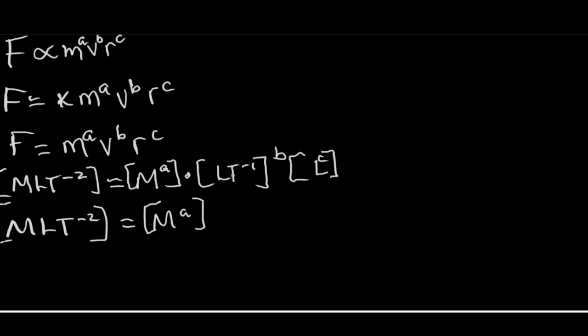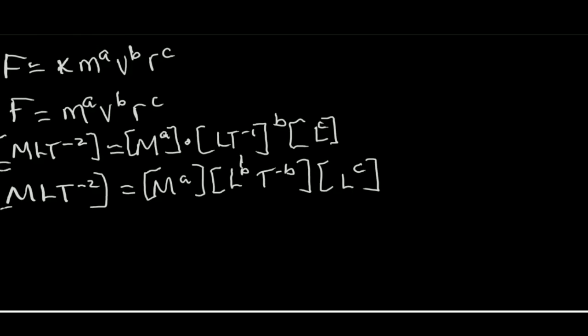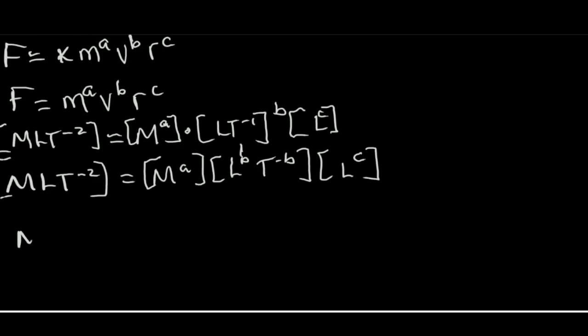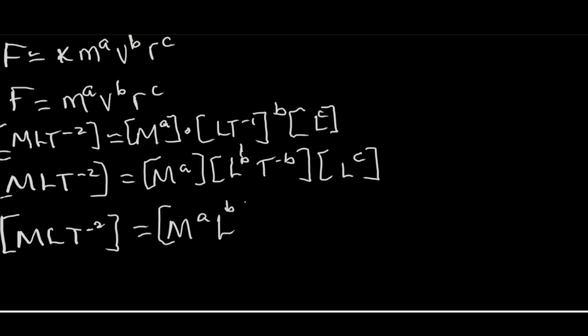Now I will distribute b inside the second bracket. I'll get l to the power b, t to the power negative b, and then I'm multiplying with the l to the power c. Alright, so from here, I'll write my left hand side to be equal to, so I have m to the power a. If I look at this, I have l repeating twice, so I'll add the powers for l, which are b and c. Then I have t to the power negative b.